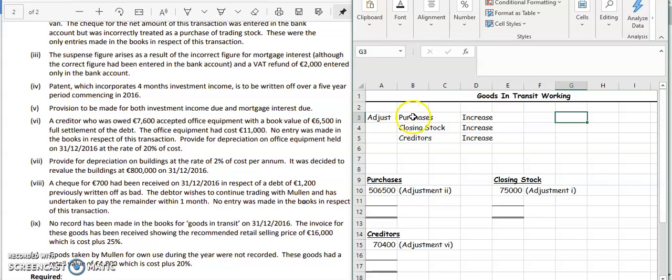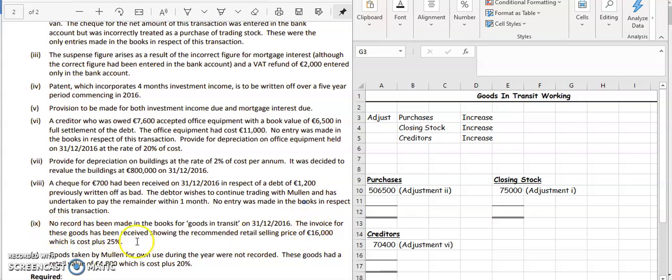Our purchases are going to increase because we've purchased goods. Our closing stock is also going to increase because you have the 31st of 12th, 2016. So this is our closing stock figure. It's going to increase for the end of the year. And our creditors then are also going to increase because we owe them that money.